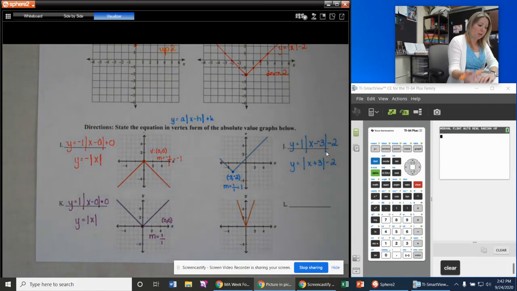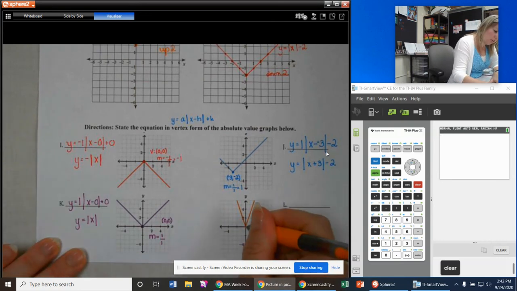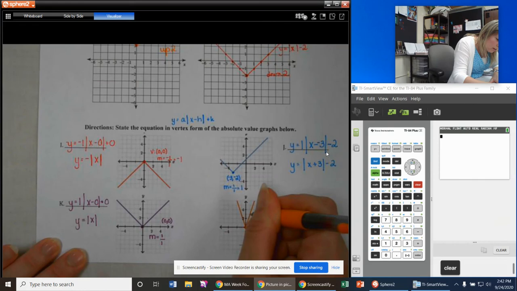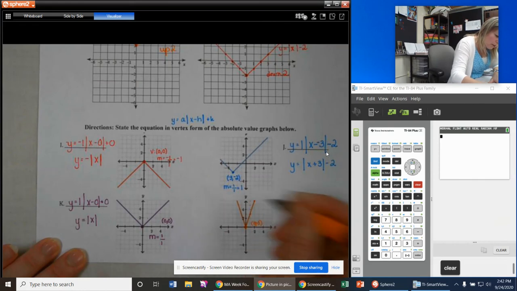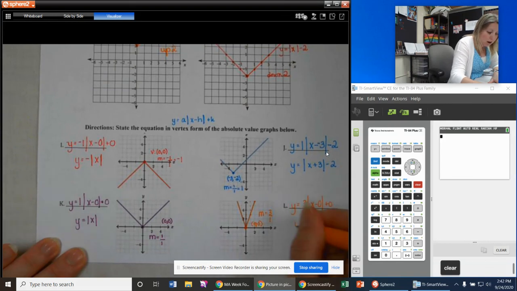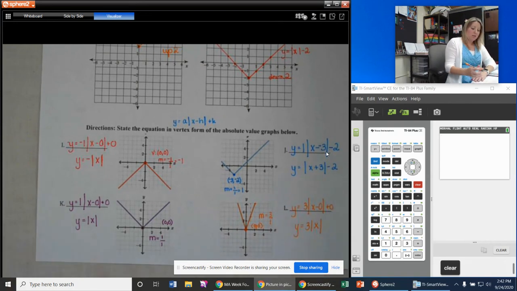And last but not least, this is looking orange enough for me that I think I'll go with orange. A vertex of 0, 0, but a slope of up 1, 2, 3, right 1. Yep, my slope is 3/1. So let's plug in. Y equals 3 absolute value of x minus 0 and plus 0. So y equals 3 absolute value of x. That's a slope of 3.